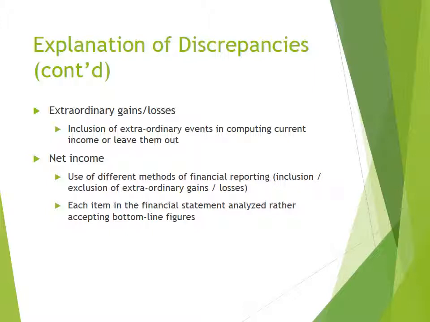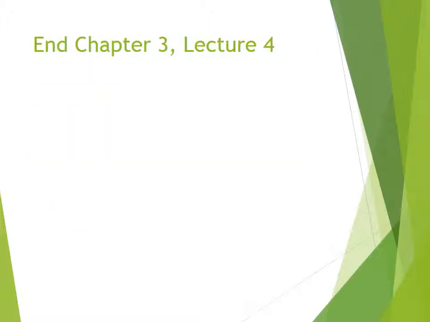Extraordinary gains or losses: inclusion of extraordinary events in computing current income, or leaving them out. Net income: use of different methods of financial reporting, inclusion or exclusion of extraordinary gains and losses. Each item in the financial statement should be analyzed rather than accepting bottom line figures. This is another explanation of discrepancy. And that is the end of Chapter 3, Lecture 4.